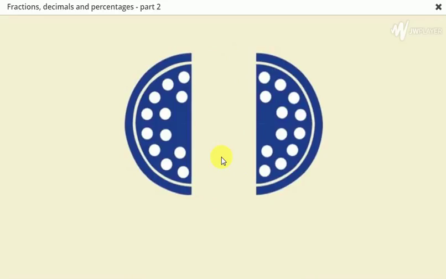We all know that there are 2 halves in 1 whole, don't we? So 1 whole and 2 halves are equivalent. 1 whole is equal to 2 halves. Now let's make 1 half into a percentage.